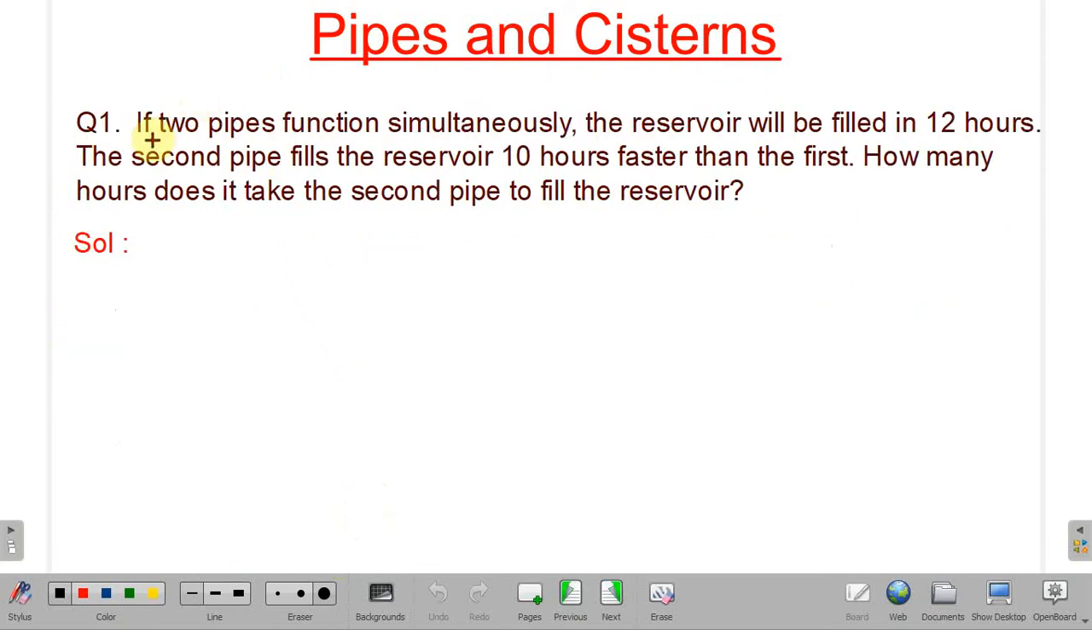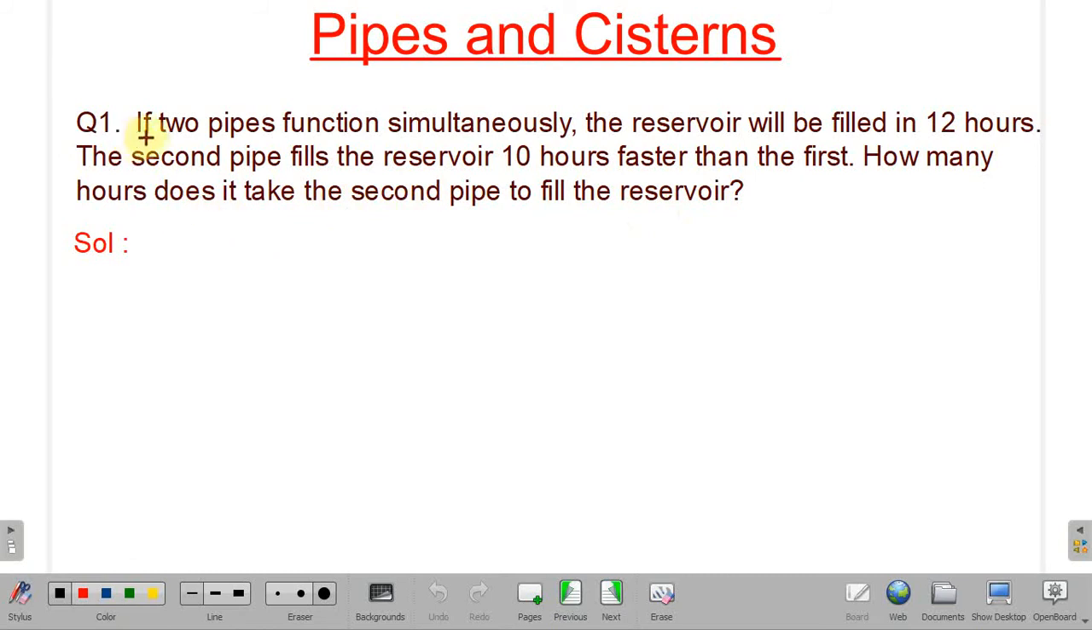So what is this problem? If two pipes function simultaneously, the reservoir will be filled in 12 hours. Okay, so two pipes, both are inlet pipes, filling the tank in 12 hours when working parallelly, when they are opened simultaneously. The second pipe fills the reservoir 10 hours faster than the first. Means if the first pipe is taking, suppose, 30 hours, the second pipe will take 20 hours only. So how many hours does it take the second pipe to fill the reservoir? Means in how many hours only the second pipe can fill the whole tank.